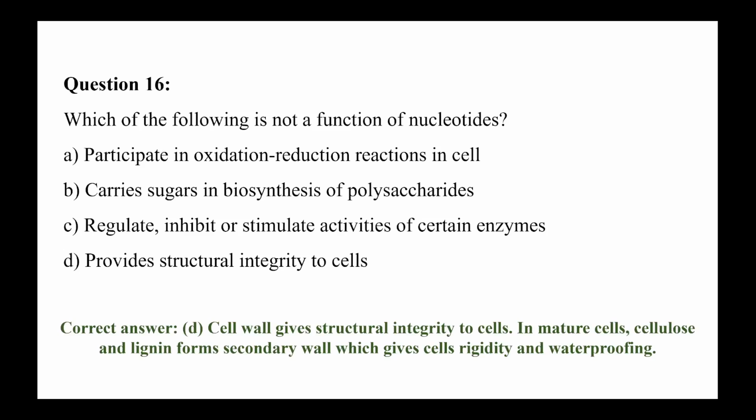You all know the structural integrity of cells is provided by the cell wall. In the case of mature cells, cellulose and lignin form the secondary cell wall, which gives rigidity and waterproofing. But primarily, the cell wall gives the structural integrity to all the cells. All the other functions are actually functions of nucleotides.